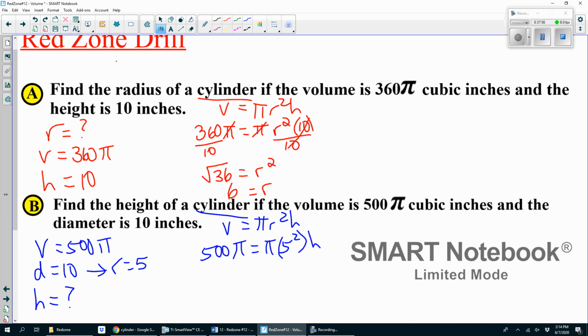Since there's a pi on both sides, I can divide both sides of the equation by pi to get rid of them. So now I have 500 equals 25h. The 25 came from simplifying the 5 squared. 5 squared is 25. Divide both sides by 25, and I get h equals 20 inches. Final answer.